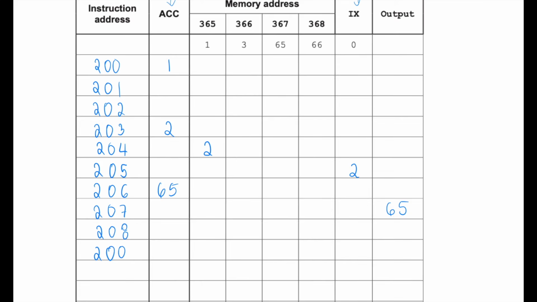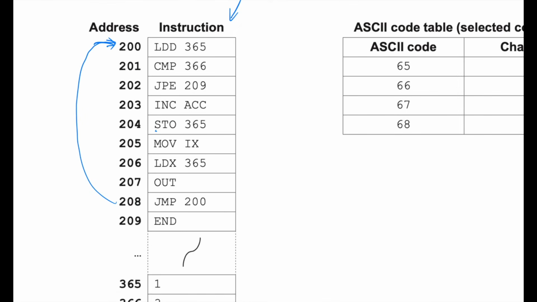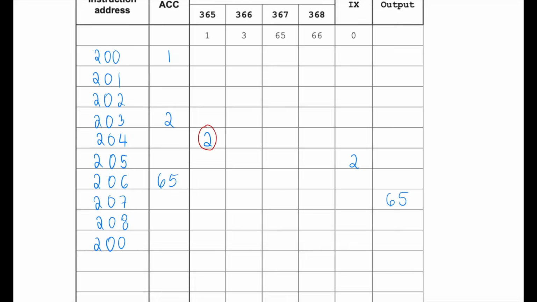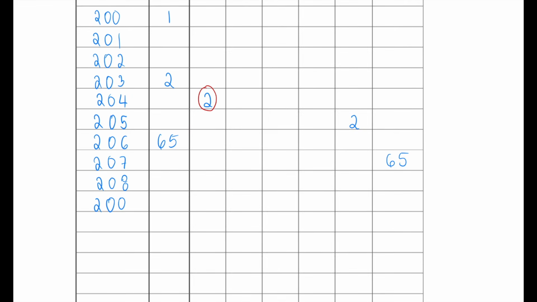Okay, so we want to load whatever is at 365 into the accumulator. And right now at 365, we have the number 2. So that's going to go into the accumulator now. So I'm actually going to go ahead and write this in red because this is kind of our second cycle through.